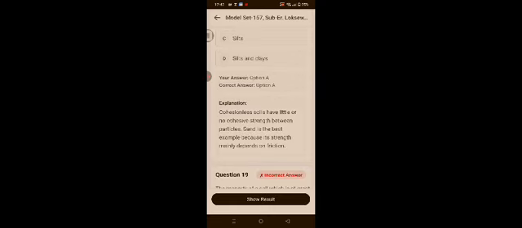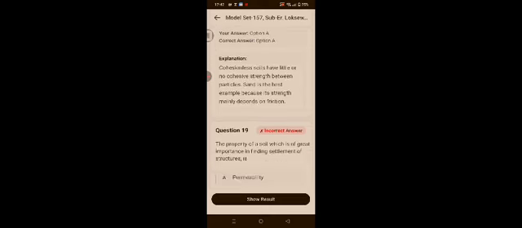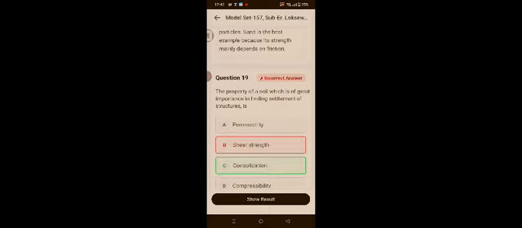Cohesionless soil has little or no cohesive strength because of its particles. Sand is the best example because its strength mainly depends upon friction.